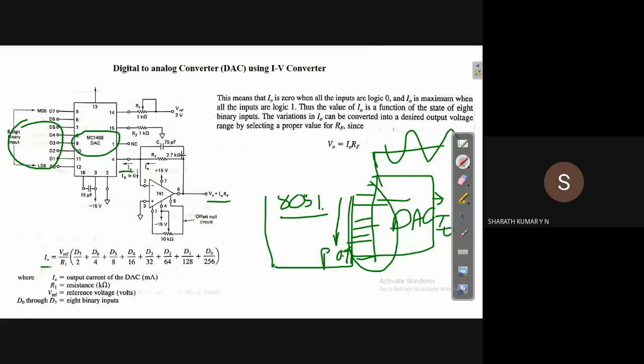We are going to discuss in detail. For timing, you may need to assume this. The current generated from the DAC at pin number 4 can be represented in terms of V reference.